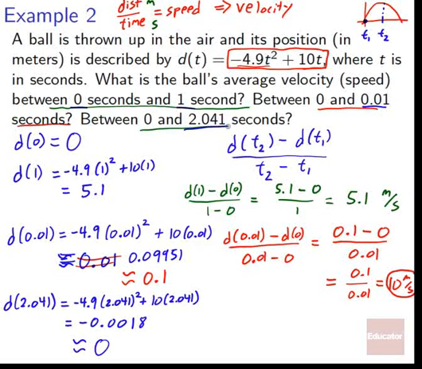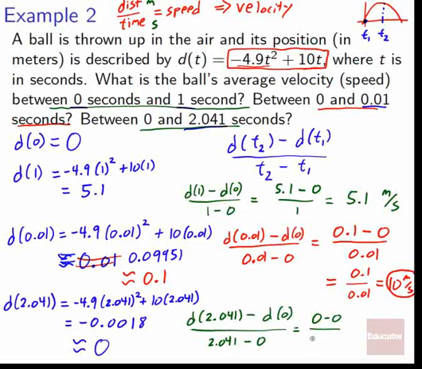So what is its average velocity between 0 and 2.041 seconds? Location at 2.041 minus location at 0, divided by 2.041 minus 0, equals 0 minus 0 over 2.041, which equals 0 meters per second, which makes sense.